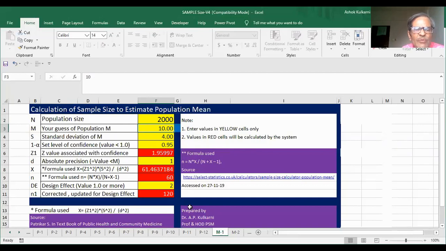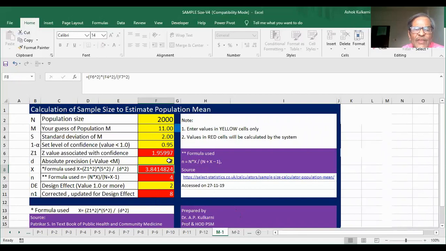And your guess about the population mean is say 11 grams per cent, and the standard deviation of that mean is say 2 grams per cent. You want to estimate it with 95% confidence, and the absolute precision is say 2 grams per cent. So the sample size required will be only 8. Only 8 individuals will be there.